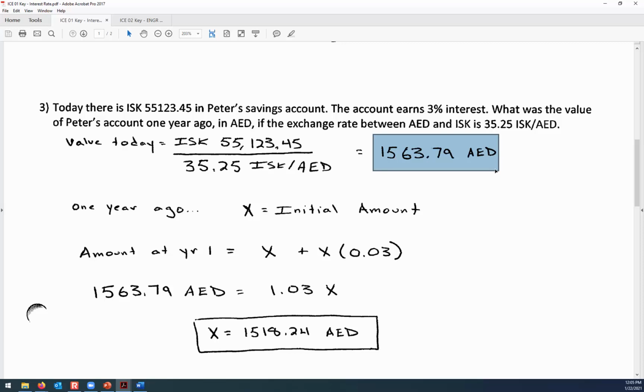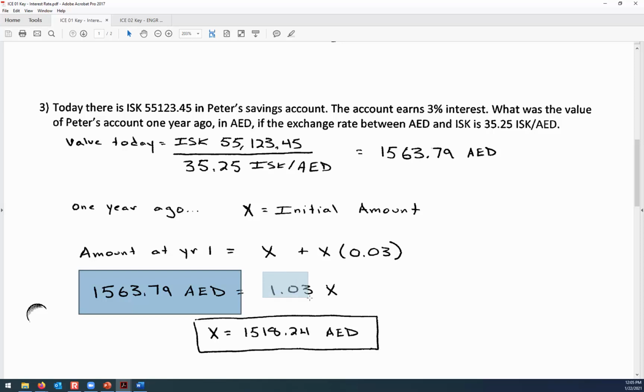And so what we're looking at today is the original amount that was in the account plus also some interest. So if we want to find out what was that initial amount, that was at time 0 a year ago, and today is year 1 after a year. And so the amount that we calculated here, 1563 dirhams, that's the amount at year 1, and we're trying to solve for what was the initial amount. And so 1.03 times the initial amount is how much we've got now. Okay, so I just wanted to give one final opportunity in case anybody had specific questions about this one.